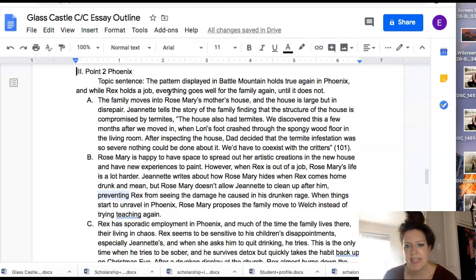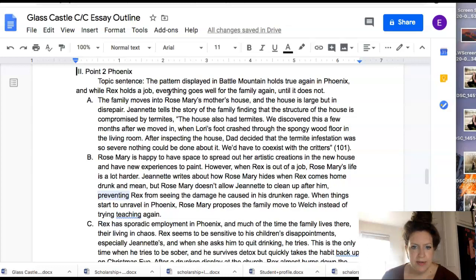The house that they live in. They drive up and they're like, wow, this is a mansion. And then they realize that it's totally eaten by termites, taken over by cockroaches. It's not a safe or really nice place to live, although it is significantly nicer than Battle Mountain or where they'll live in Welch later.